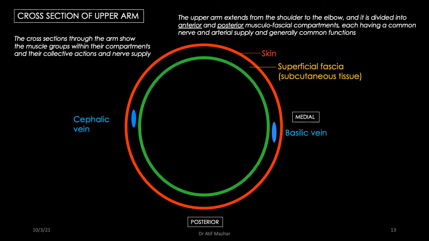And then this green circle is the deep fascia. These are making the complete wraps around my arm. This is my deep fascia. Now, in between, this gray structure is my humerus.